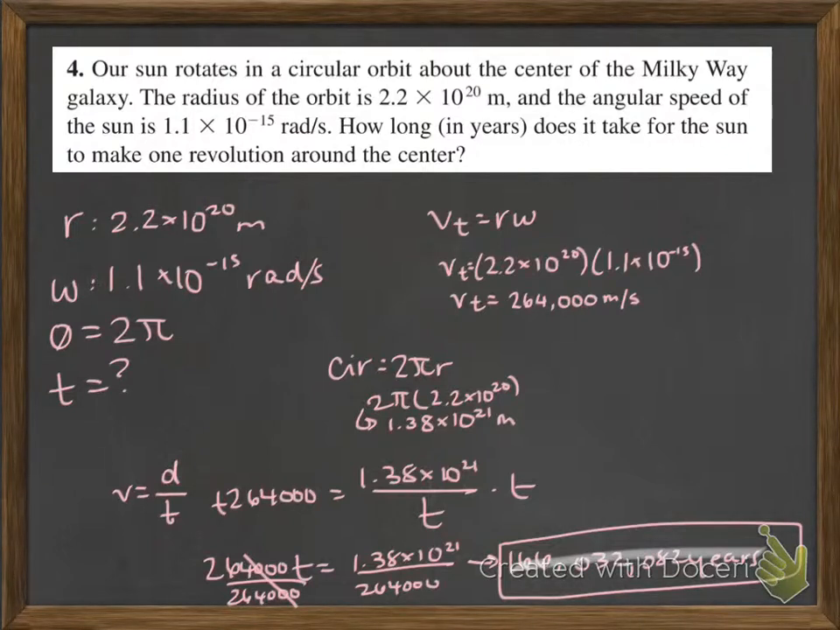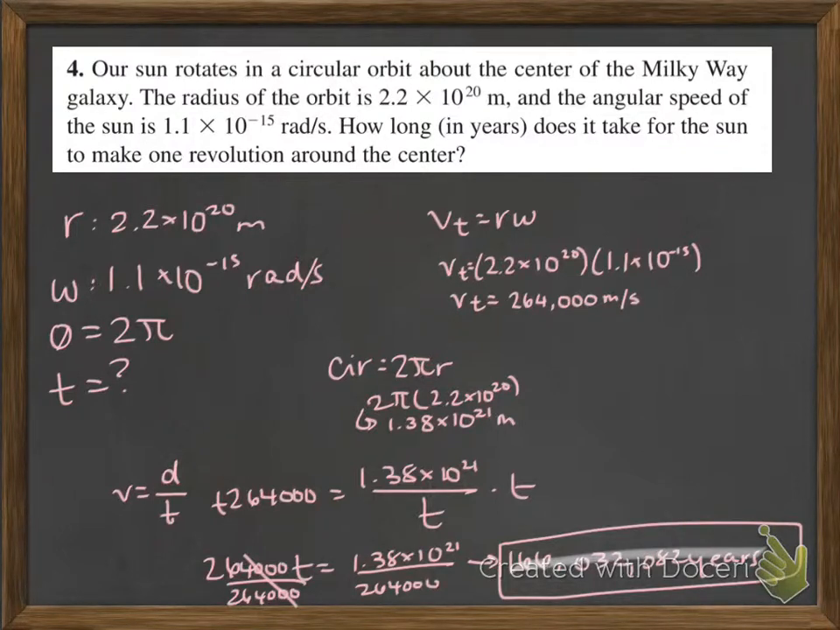And you can also use circumference. Since you already have your radius, you can use 2 pi times the radius and get your overall distance of your whole circumference, which would be 1.38 times 10 to the 21st meters.